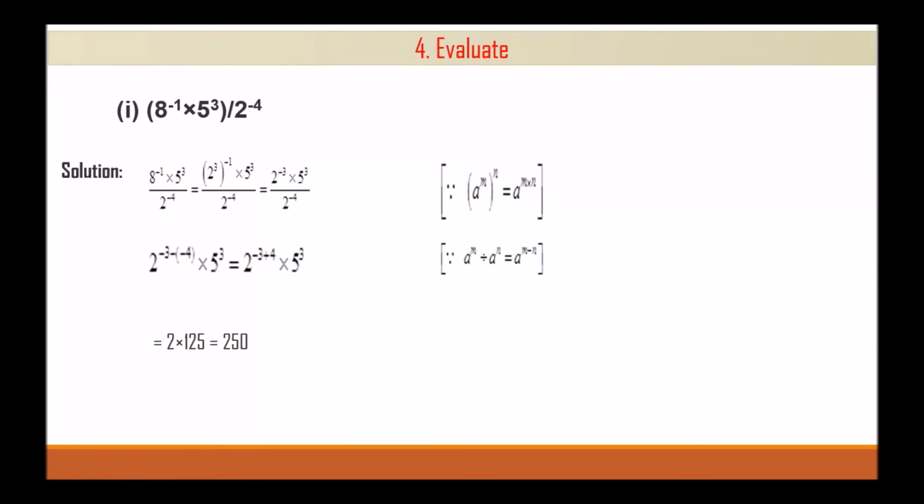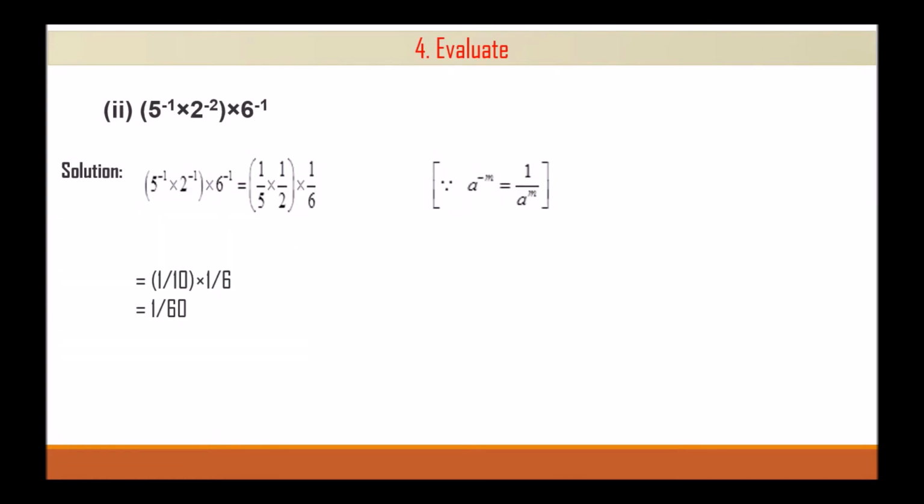So 2 raised to minus 3 minus 4 into 5 raised to 3 equals 2 raised to minus 3 plus 4 into 5 raised to 3. So 2 into 1, 2 into 125 equals 250 is the answer.